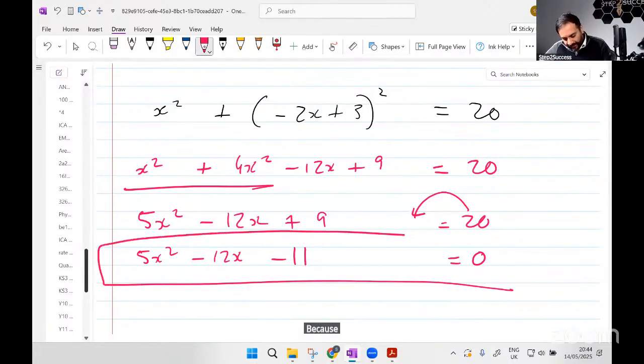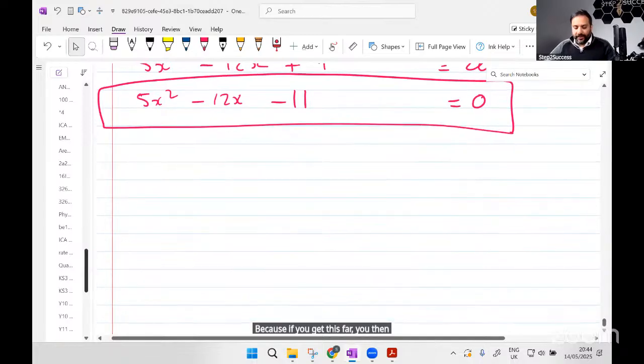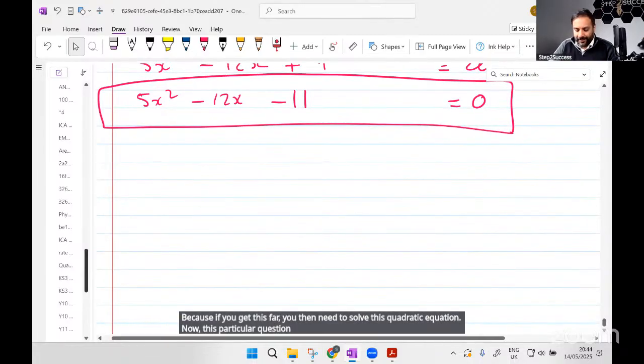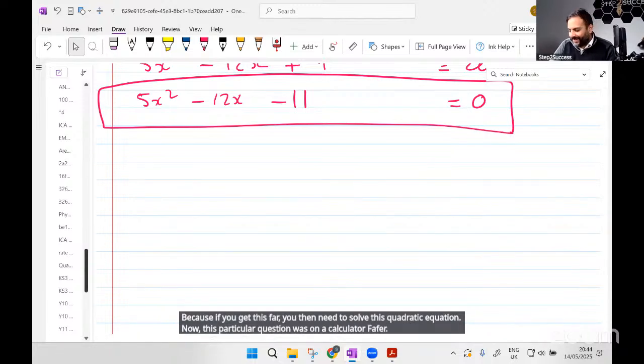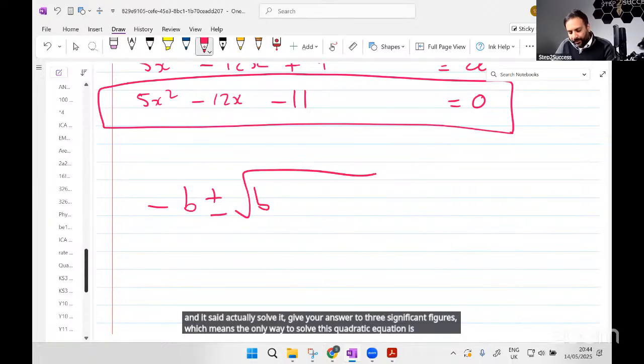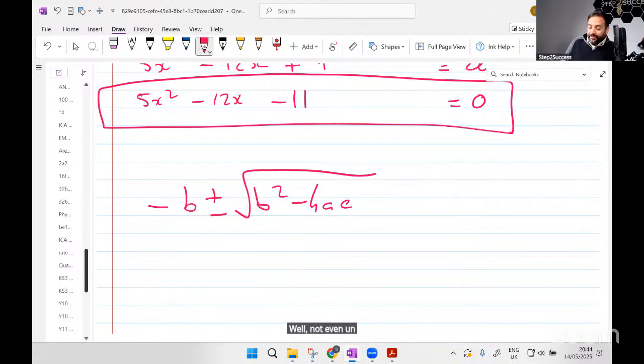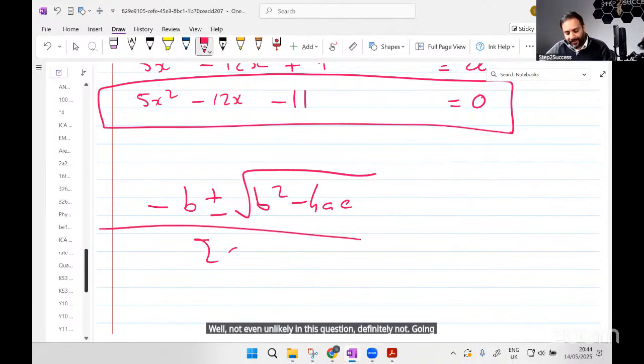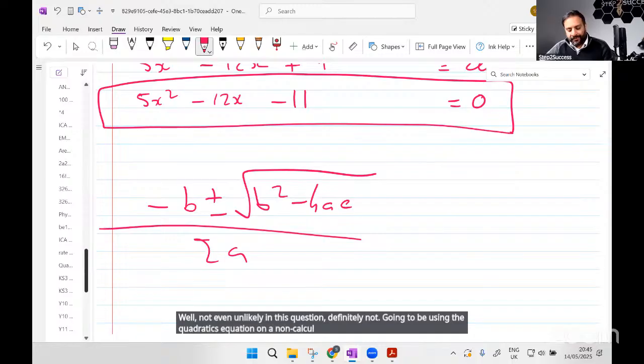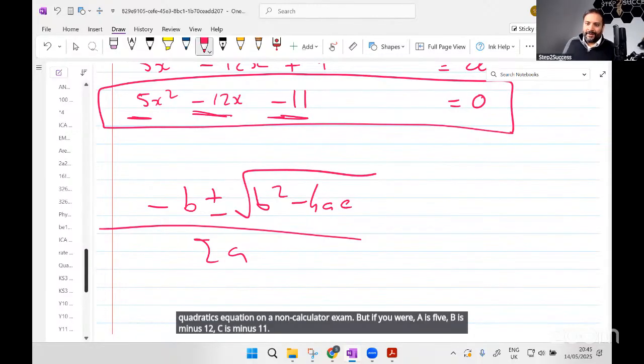If you get this far, you then need to solve this quadratic equation. Now, this particular question was on a calculator paper, and it said to solve it and give your answer to 3 significant figures, which means the only way to solve this quadratic equation is to use the quadratics formula. You are definitely not going to be using the quadratic formula on a non-calculator exam. But if you were, a is 5, b is minus 12, c is minus 11, and then you should be able to get that.